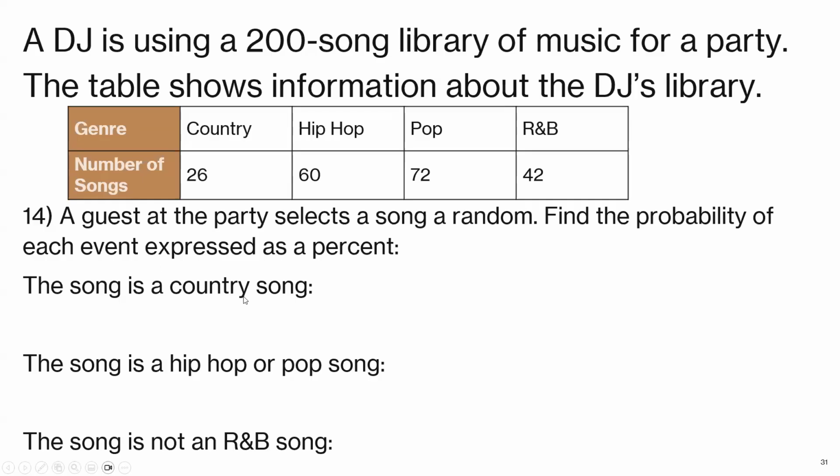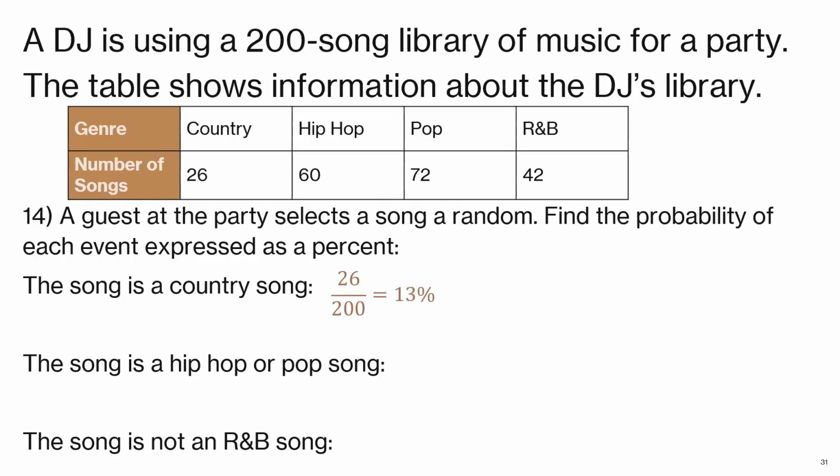If I'm randomly choosing a country song, I'm going to look at the country column. There are 26 of those out of 200 total. So it's a 26 out of 200. I can put that in the calculator, or I can convert that to a percent myself by making that 13 over 100, which is 13%.